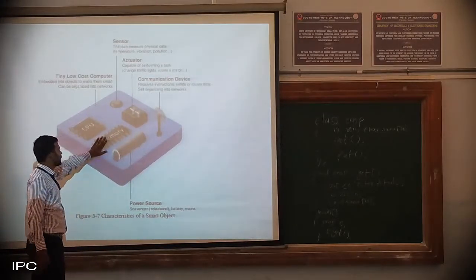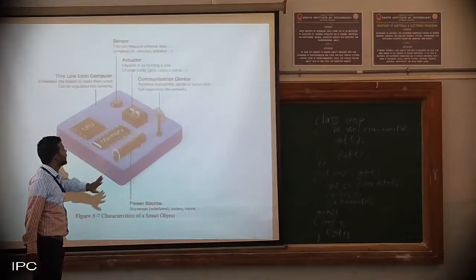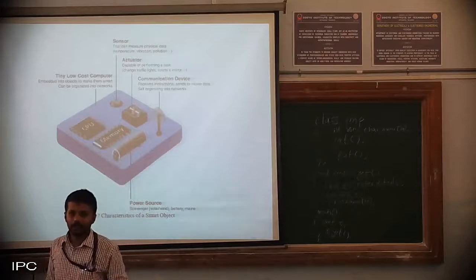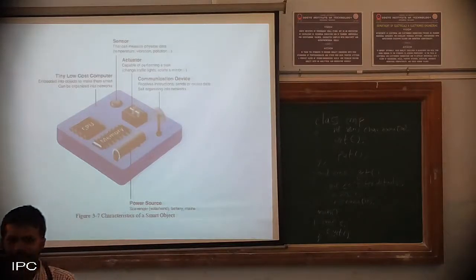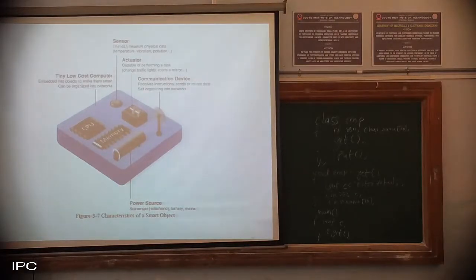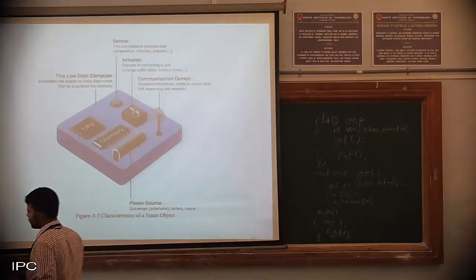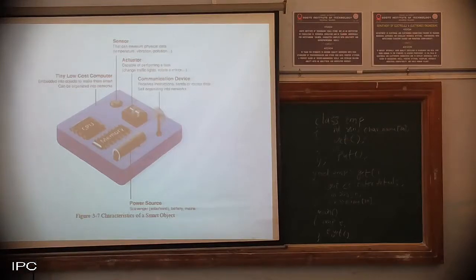Memory is there to store data. Then the power source is there. So all the aspects which we have discussed are there in this small smart object. It is a small block diagram of the whole, which has all four characteristics: the processor, the sensor and actuators, the communication device, and the power source. So this is one small block diagram of the smart object.